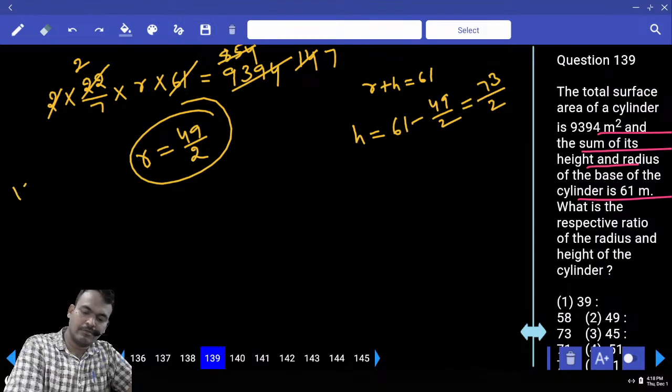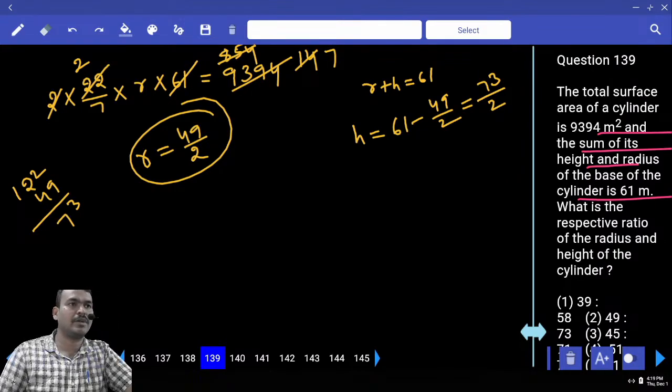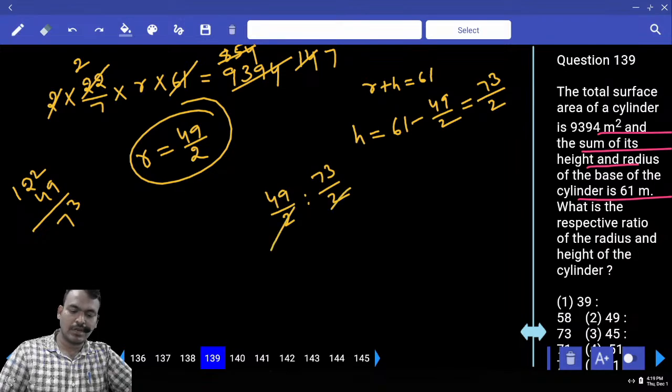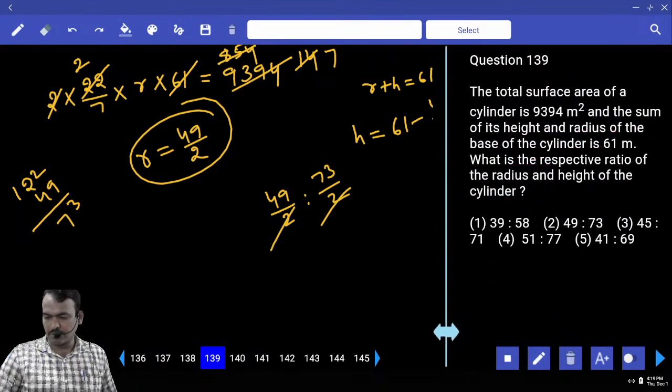What is the difference between 122 and 49? 12 minus 9, 3. 11 minus 4, 7. 73 by 2. One is the radius value, 49 by 2. Another one is the height value, 73 by 2. Denominator 2 cancels. What is the answer? 49 is to 73.